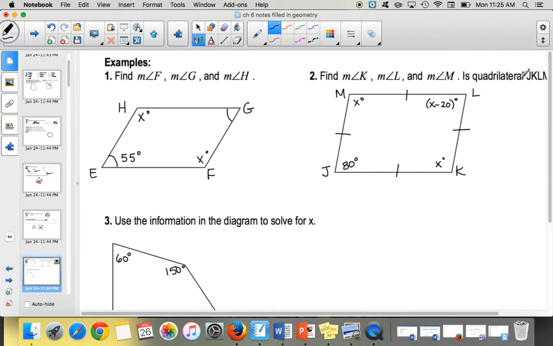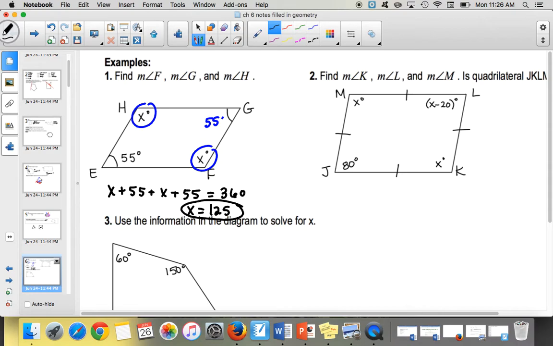All right, so the next one. It says find the measures of F, G, and H. So if I have X and X, and then these markings indicate this other one is also 55, I know that these all add up to be 360. If you solve for X, I'll do the work for you, you end up getting 125. Same idea on the next one. It says find the measure of F, G, and H. So you could say the measure of angle F is 125. The measure of angle G is 55, and so on.